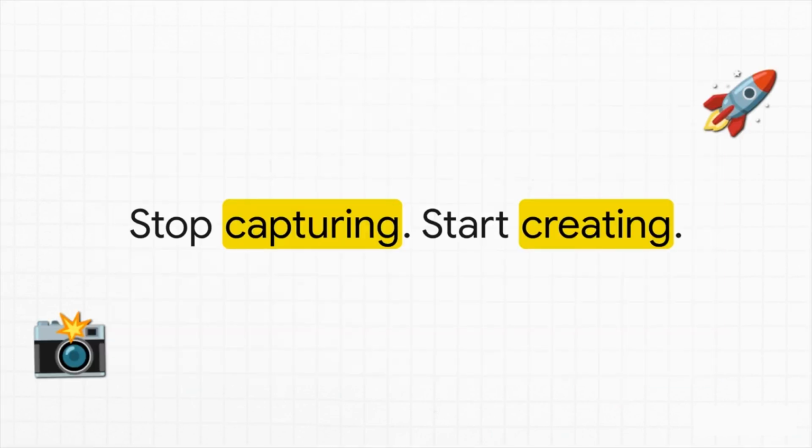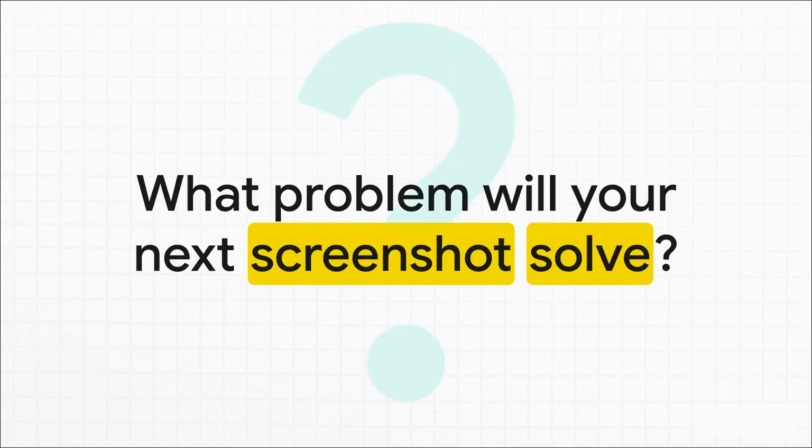And really, that's the whole idea here. It's a fundamental shift in how we think about screenshots. It's about stopping the passive capturing of information and starting to actively create with it. Every snip you take becomes a beginning, not an end. So that leaves us with just one final question to think about. The next time you go to take a screenshot, ask yourself, what if this wasn't just about saving a picture? What if this was about solving a problem? What problem will you solve?